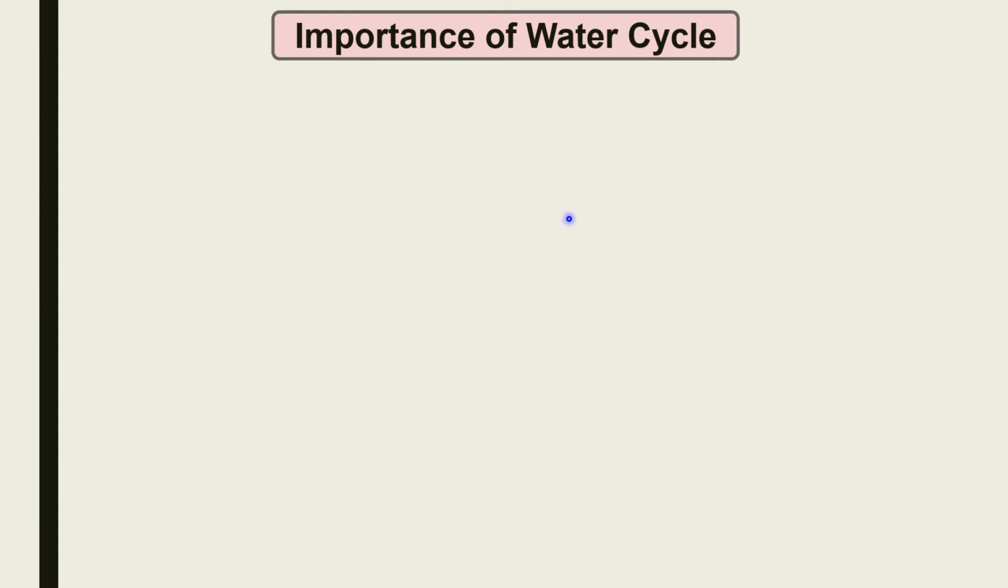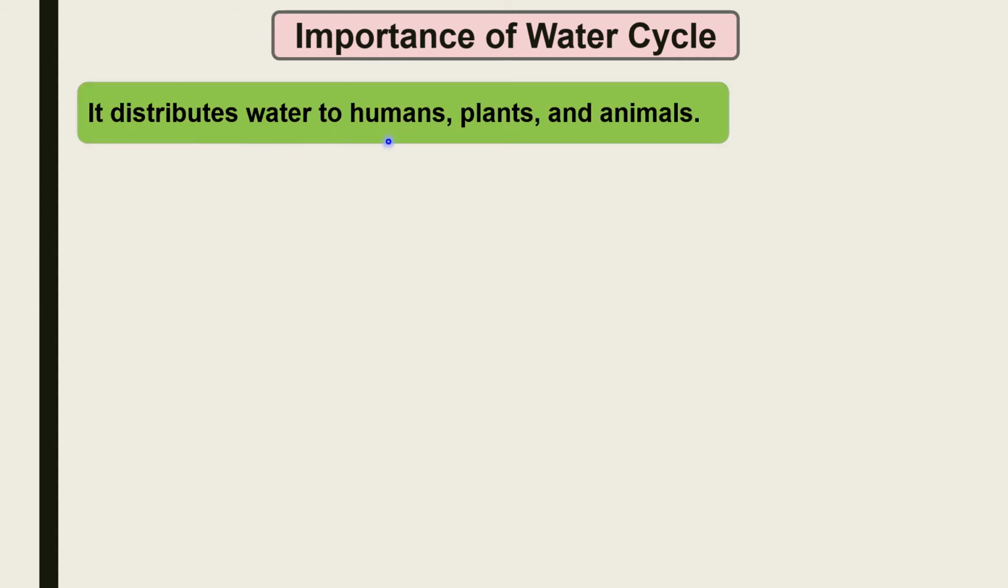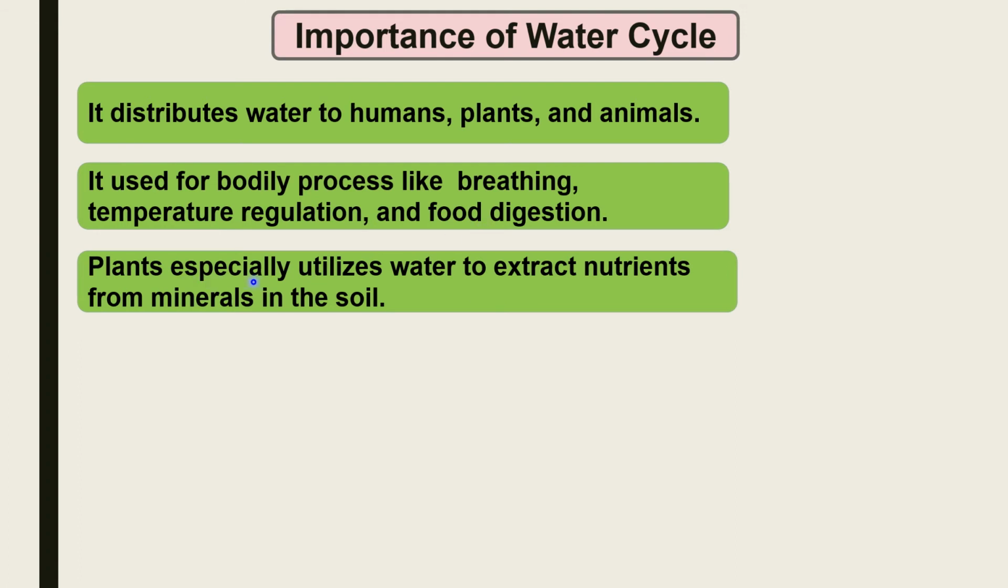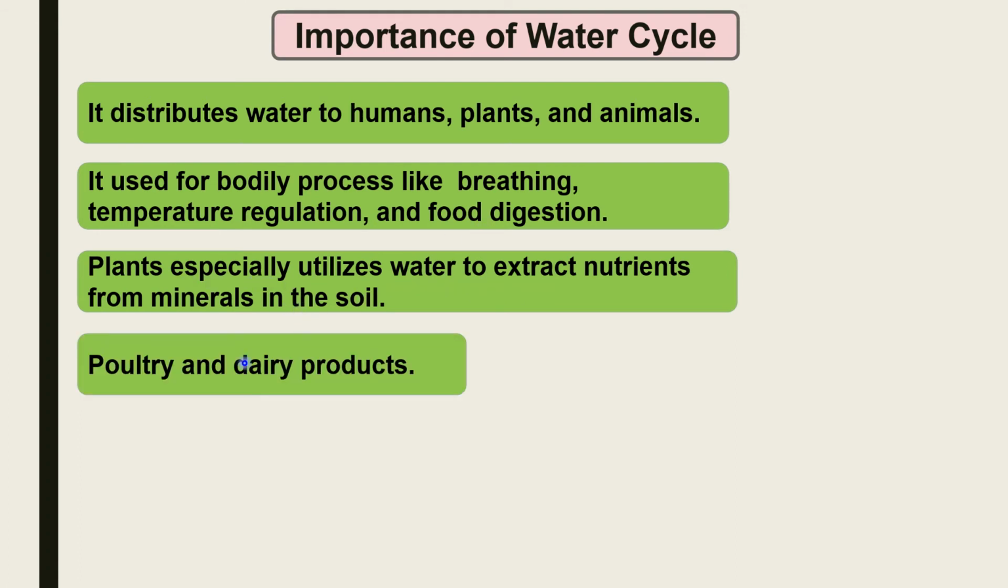So, the importance of the water cycle. It distributes water to humans, plants, and animals. It's used for bodily processes like breathing, temperature regulation, and food digestion. Plants especially utilize water to extract nutrients from minerals in the soil. Poultry and dairy products, that is dairy, sorry for that. Okay, it transports minerals and purifies water. It is also essential in the maintenance of most life of the ecosystem on Earth.